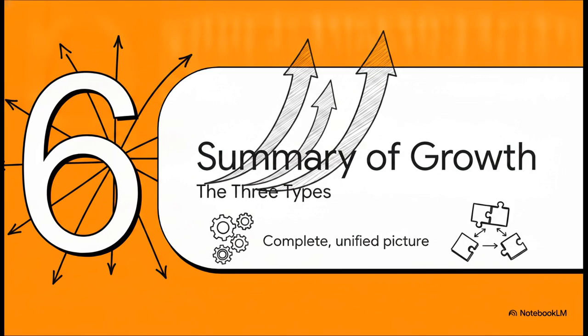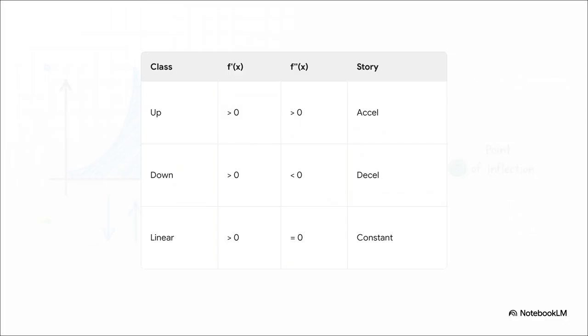All right, let's tie it all together in Section 6, summarizing the 3 types of growth. Here's our ultimate cheat sheet. Let's walk through this carefully row by row. In every single case we looked at today, the first derivative is greater than 0, meaning the line is moving up. That foundation never changes. But look at that second derivative column. It changes the entire story of the graph.